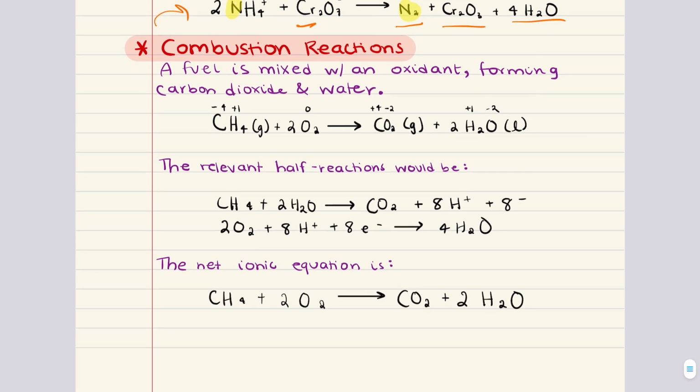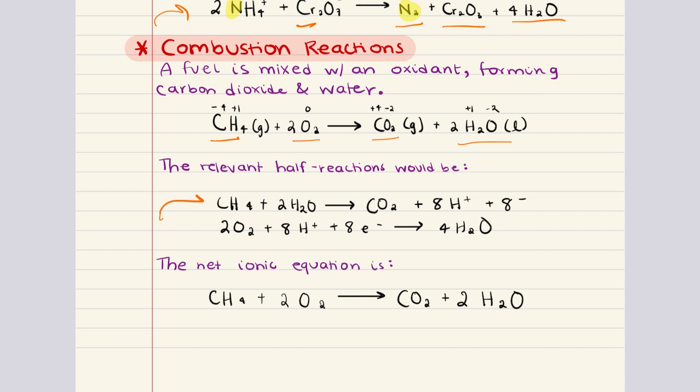Let's go ahead and talk about combustion reactions next. Combustion reactions are described as a fuel, usually a hydrocarbon, that's mixed with oxygen, and it forms carbon dioxide and water. So our example reaction here involves methane and oxygen gas. They react together to give us carbon dioxide and water. And we can go ahead and write the half reactions.